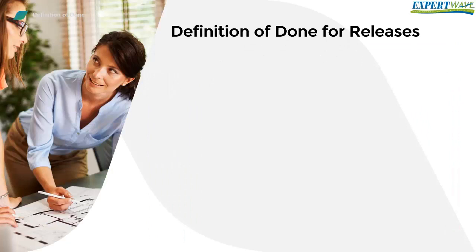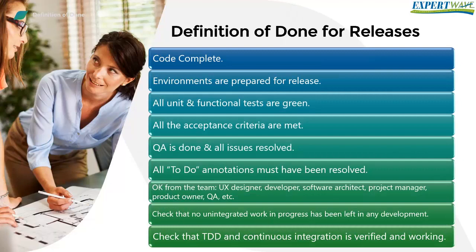Release. The definition of done for a release, which may span multiple iterations, may include the following areas. The code is completed. Environments are prepared for release. All units and functional tests are green. All the acceptance criteria are met. The QA is done and all issues resolved. All the to-do annotations must have been resolved.